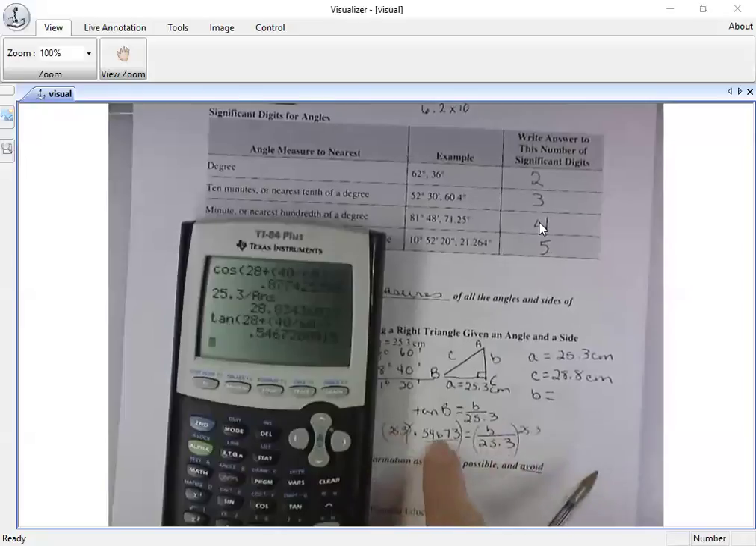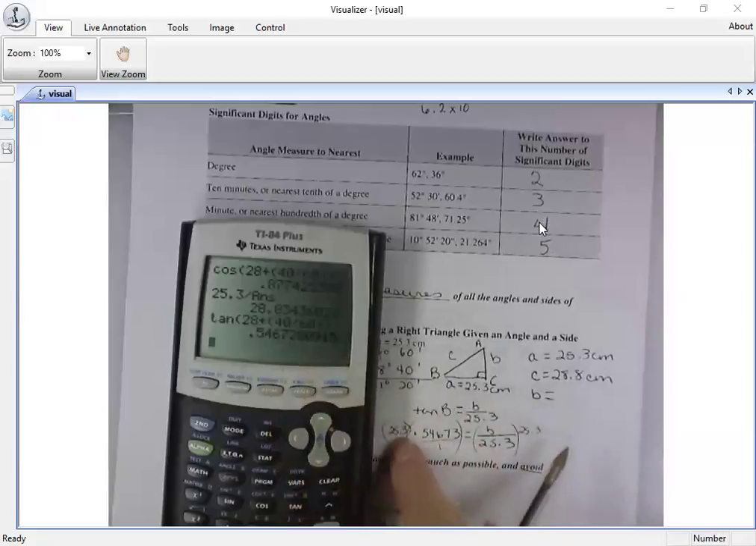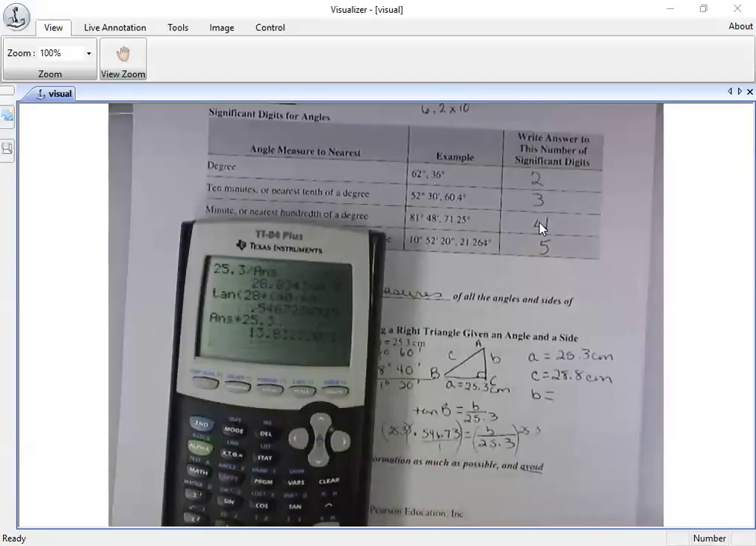So this is all I've got to put in the calculator, is this tangent value that I already have there, and multiply it times 25.3. So if I just hit times, it automatically pulls up the answer I just found because it's going to multiply what I just found by, and now I'll tell it 25.3. And what am I getting for the length of side B? Using significant digits, that would be 13.8 centimeters. But I'll wait until the very end to use my significant digits. All right, does that make sense? All right, takes a little practice.